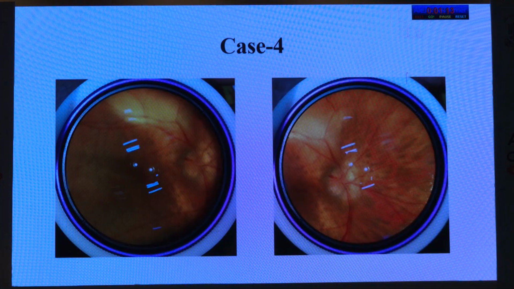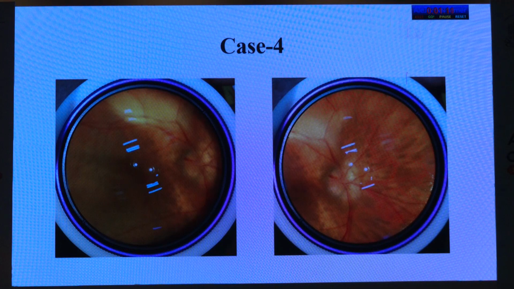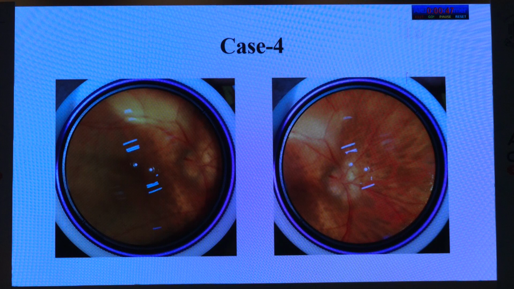Coming to this fourth case, you can see this is a routine case. A patient came to us with no complaints, just a routine checkup, 6/6 vision, and this is how the fundus picture is looking like. If you look at the optic disc, this has some bumpy things, not splinter hemorrhages, not typical. The margins are still clear, but there is some blurring of the disc margin.